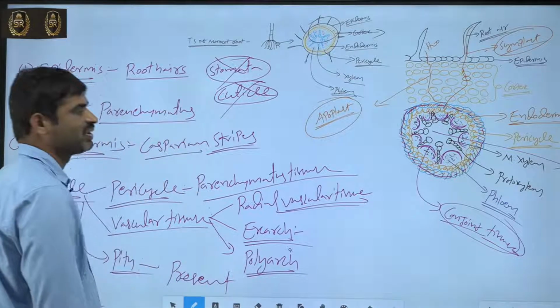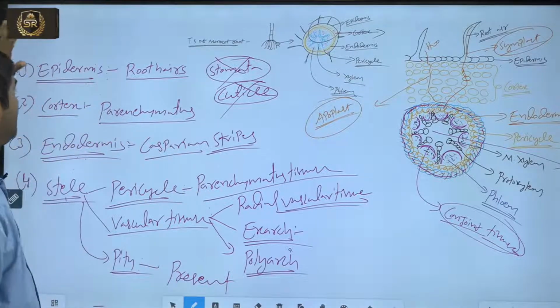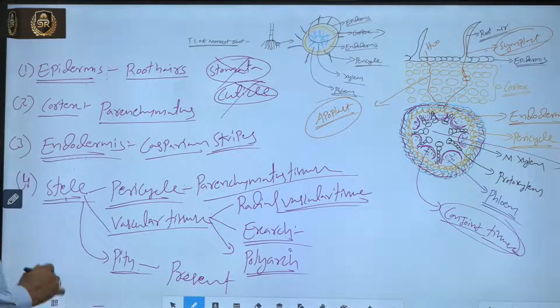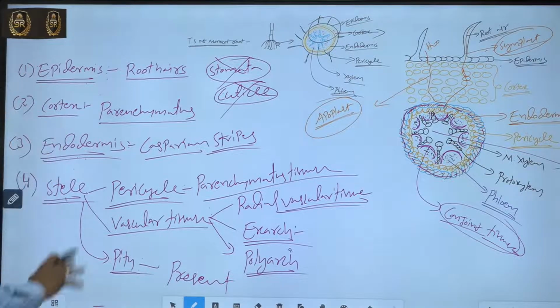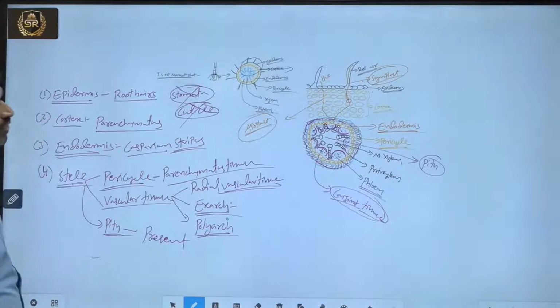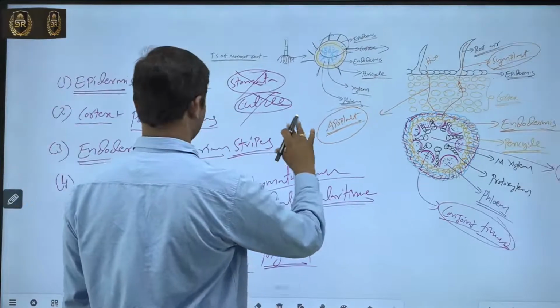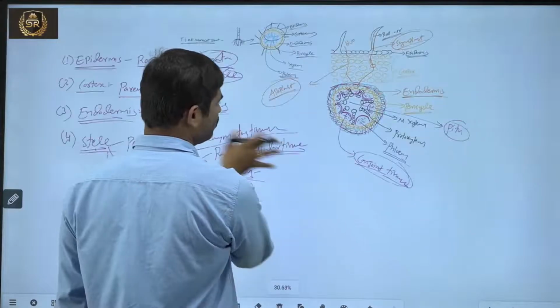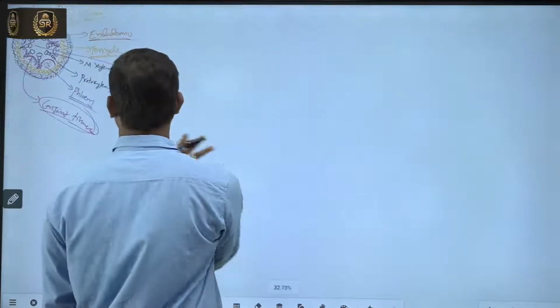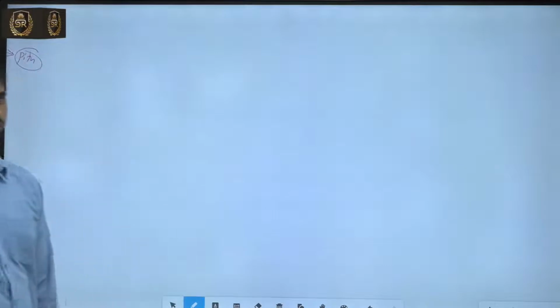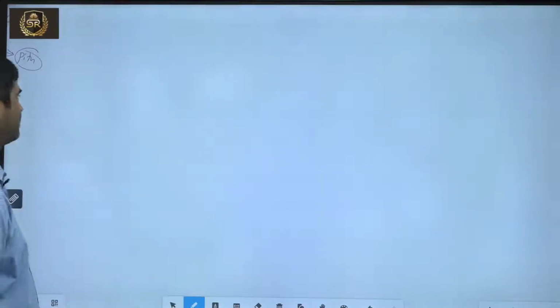Pith is present. These are the TS of monocot root structure, the transverse section of monocot root structure. Next one, monocot root and dicot root difference.